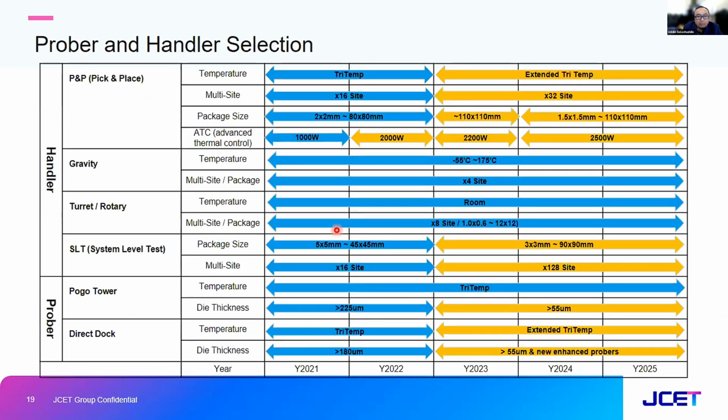And then when it comes to the handling of the parts, you will deal with the prober and handler selection also. So in the market, you would see various types of handler: pick and place, the gravity, which is a very old one, or the rotary for the smaller package, and also the system level test, which is basically a handler with all these bench test capabilities in order to execute the application-based type of testing. Okay.